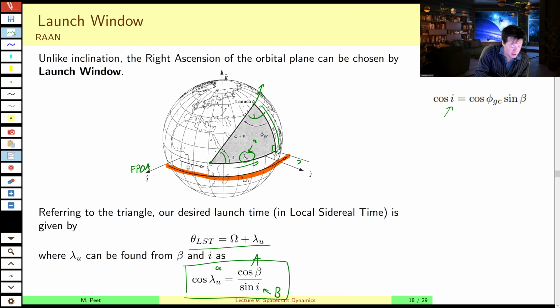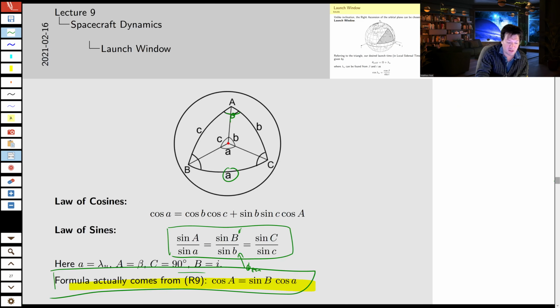In any case, Napier's ninth rule gives us this relationship between A and B. Given any two angles, we can find the third one for a right spherical triangle. Now, of course, the laws of sines and cosines work even for non-right triangles. But again, we have a right triangle here.